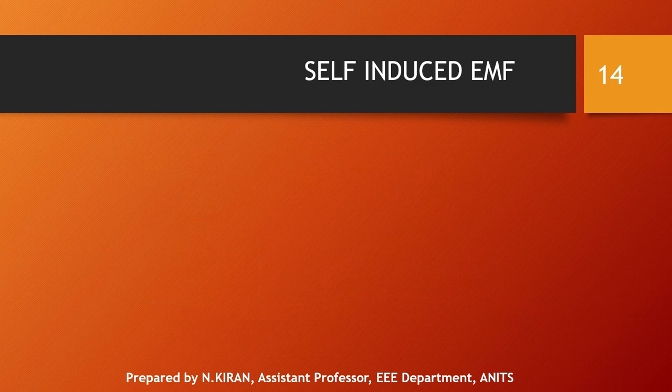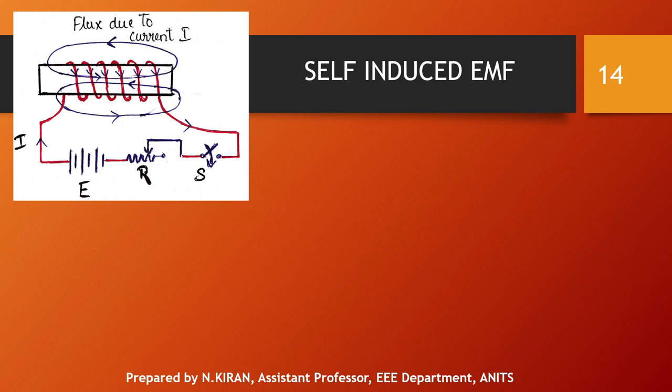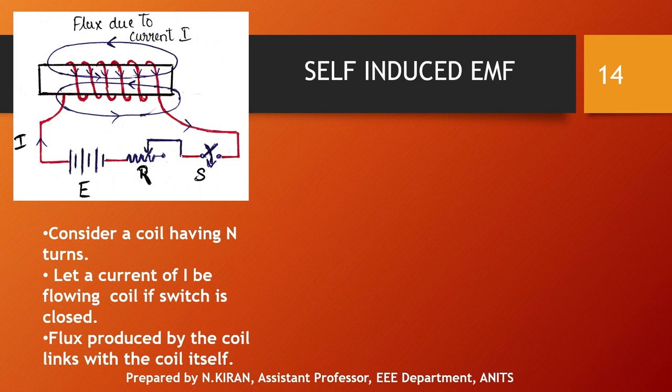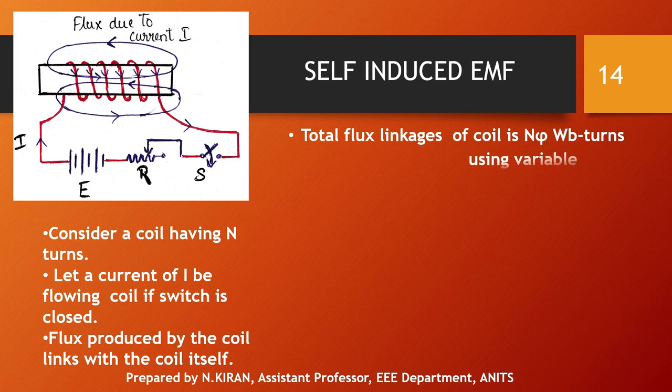First, self-induced EMF. Let us consider a coil which has N turns and is connected in series with a battery E, a variable rheostat R and a switch S. As soon as we close the switch, current I starts flowing in the coil and produces some flux phi, let us assume, and this flux will link the entire coil. So the total flux linkages of this coil will be N into phi, where phi is the flux produced in the coil.